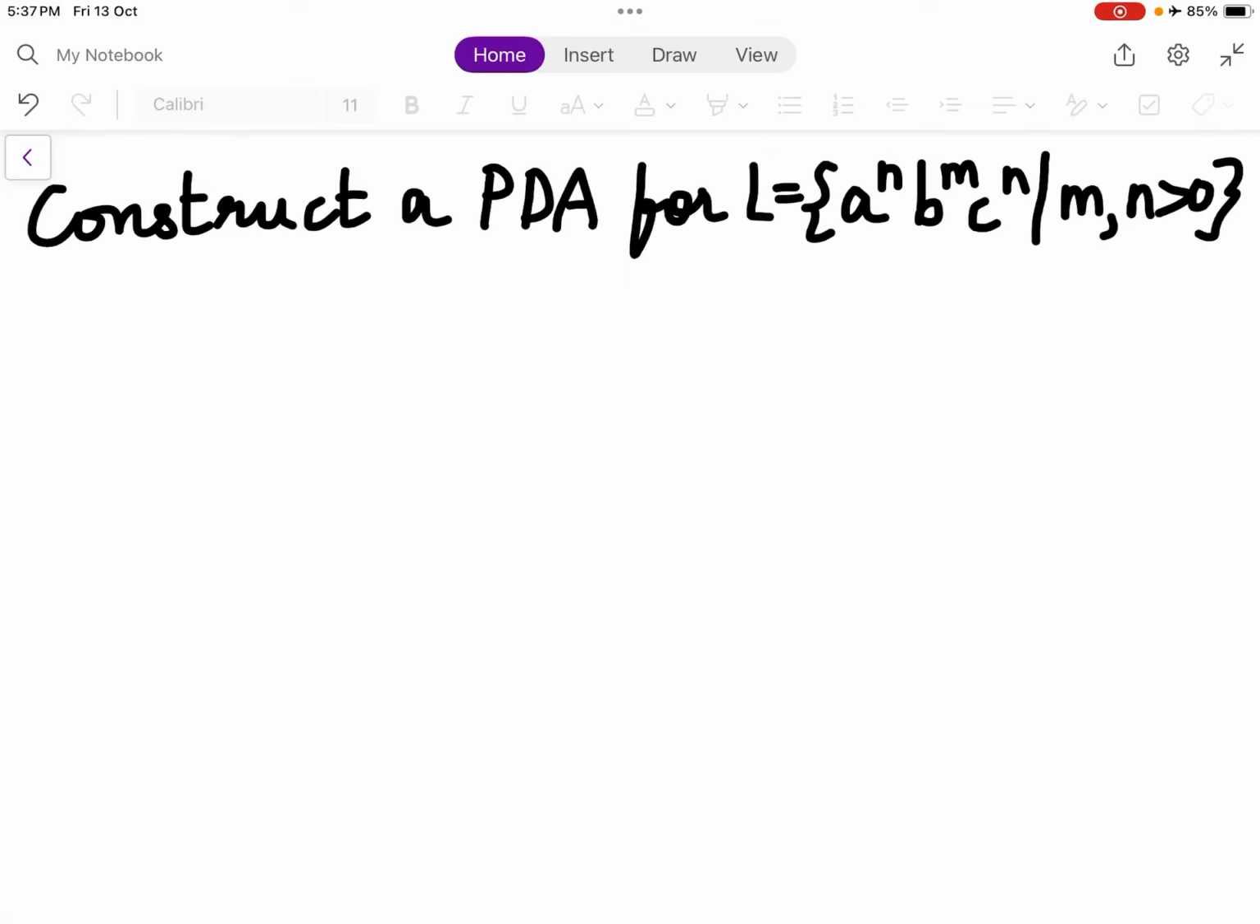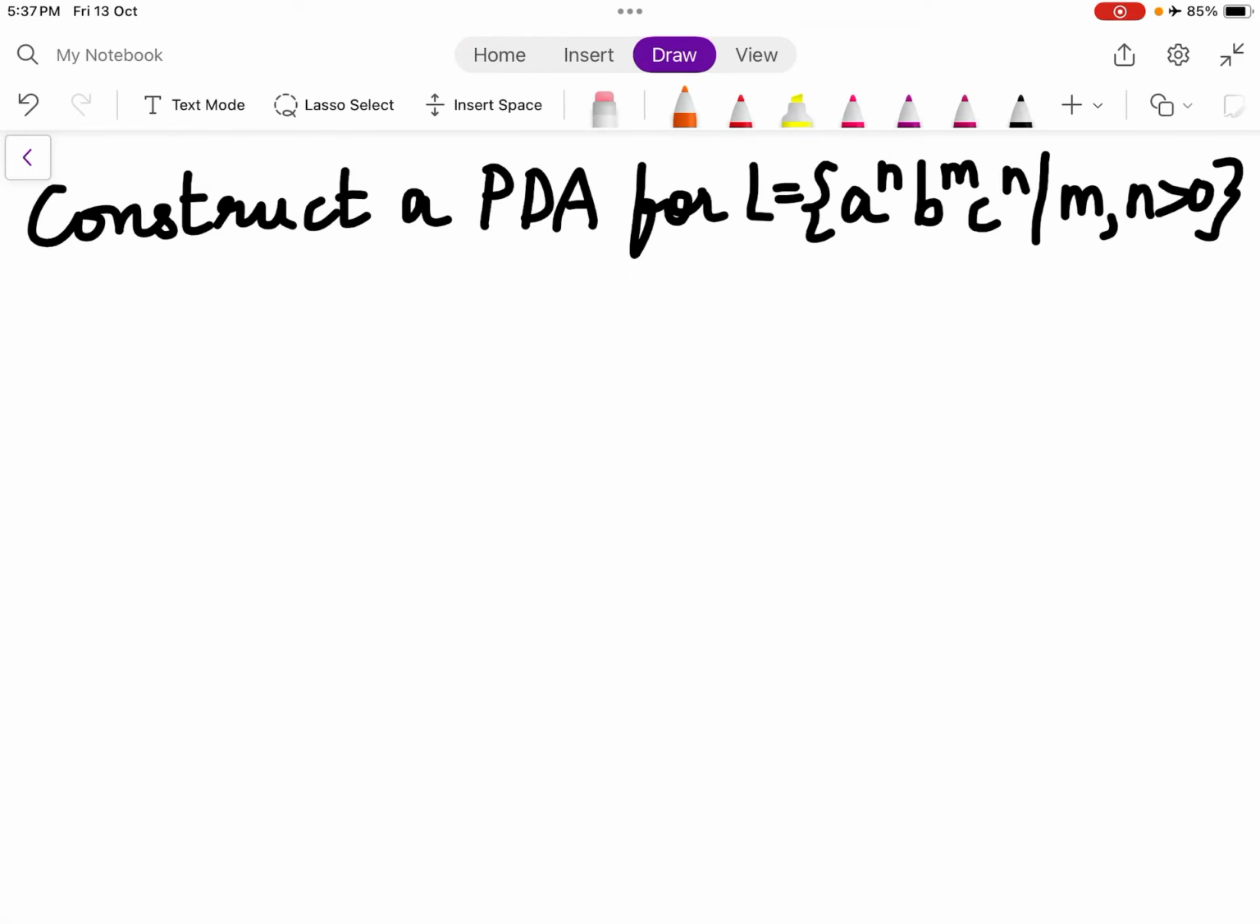Construct a PDA for the following languages. In this language, if you have one A, two B's followed by one C, so your A should be equal to C. So for every A you push in the stack, whenever you see a C, you will have to pop out this A out of the stack. Let's take an example.